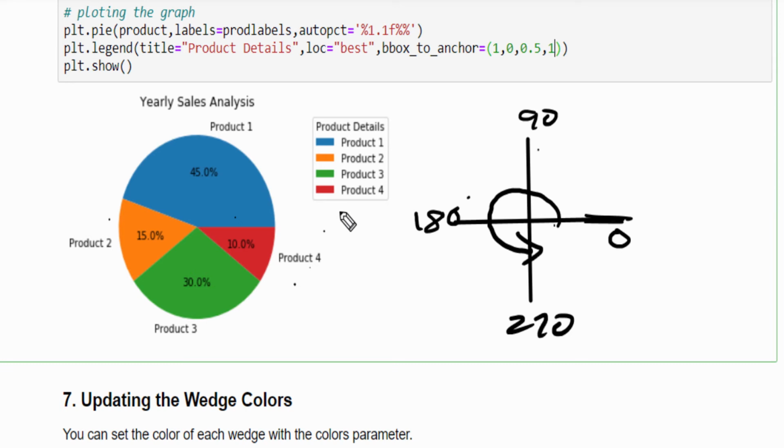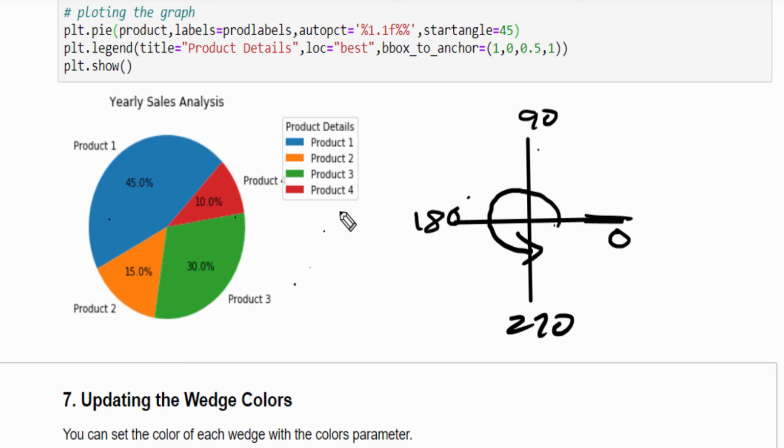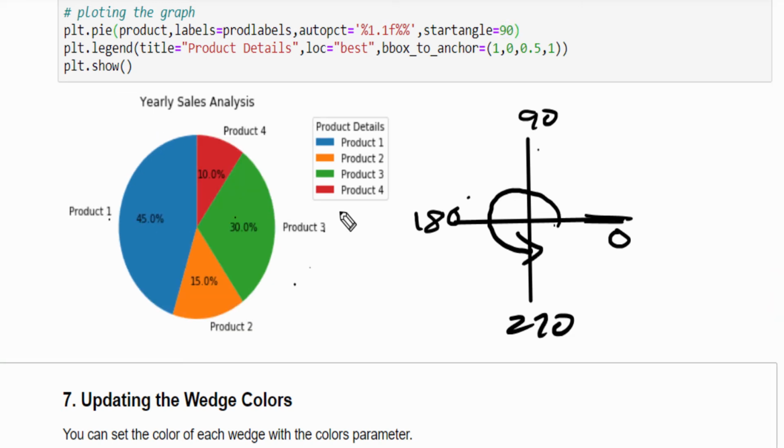How? We have to include one more parameter to the pie method. Now we can define the angle from where it should start. So start angle equal to, let me put 45 degree and see the changes. See, this is where 45 degree will locate. So from 45 it is starting. If I put 90, you can see from 90 the product 1 starting. Like this we can change the angle also.